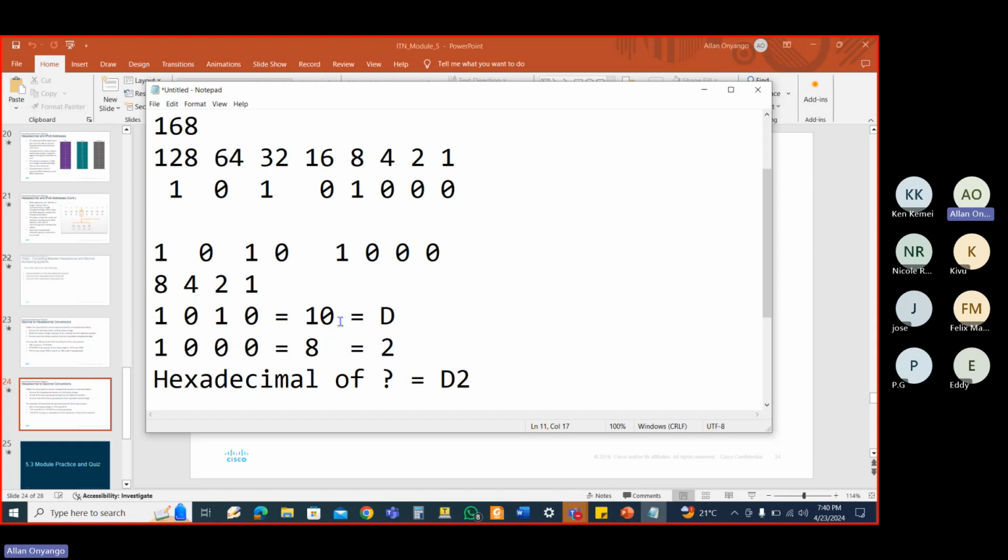D normally represents which number? Very good. D is 13. And 2 is just 2, isn't it? 13 is what plus what? 8 plus 4 plus 1. And so 2 is going to be 0. Is that okay? What about 2? So 0, 0, 1, 0, like that, isn't it? Good. Now we have this is 2 in binary, and this is D, which is 13 in binary, isn't it?